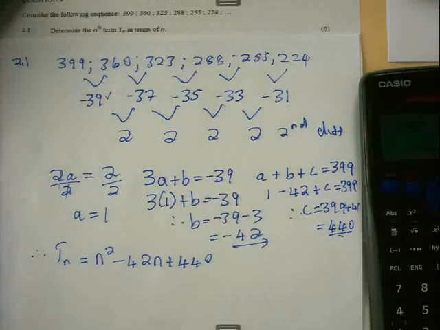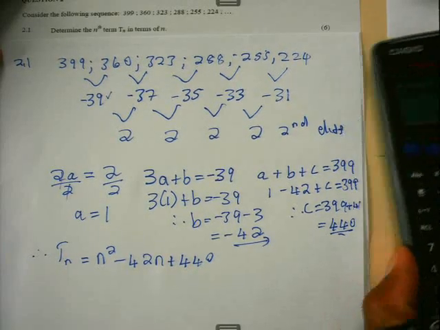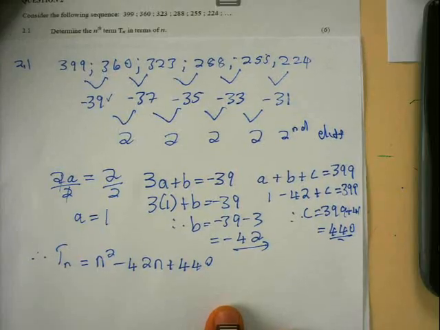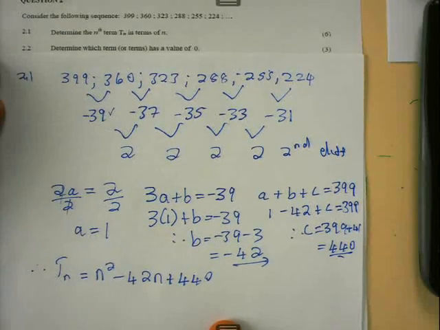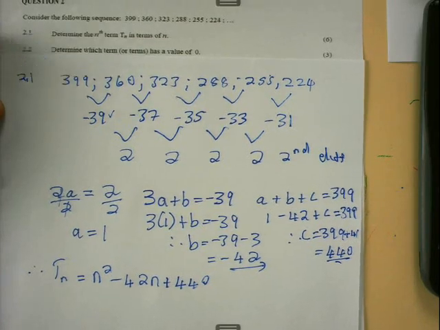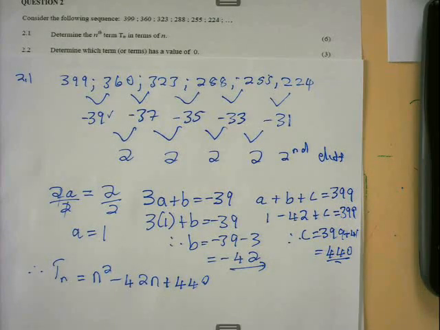Right. Now I believe we can go to the second question. We are happy with 2.1, right? Yes, I can see you are happy with 2.1. What about 2.2? 2.2 now says you must determine which term or terms have a value of 0.